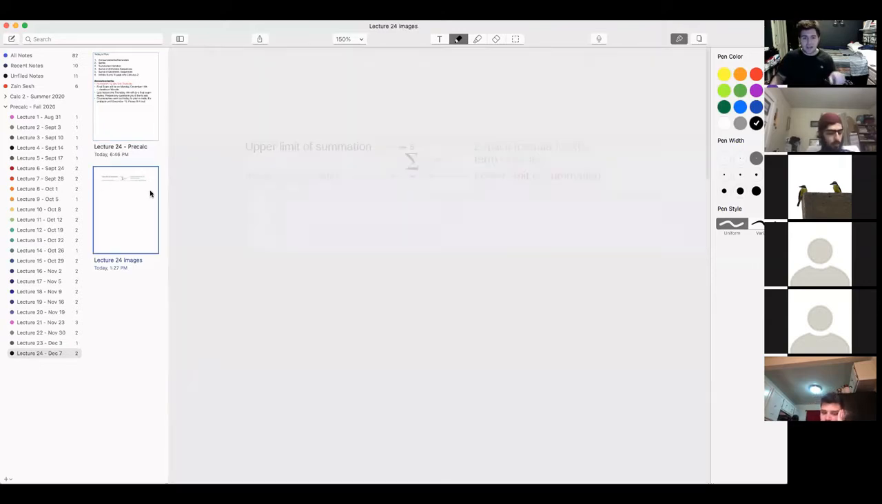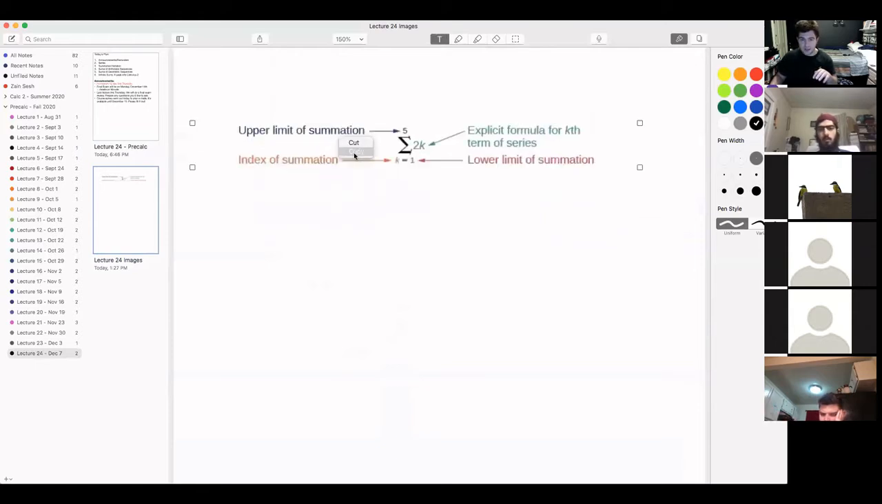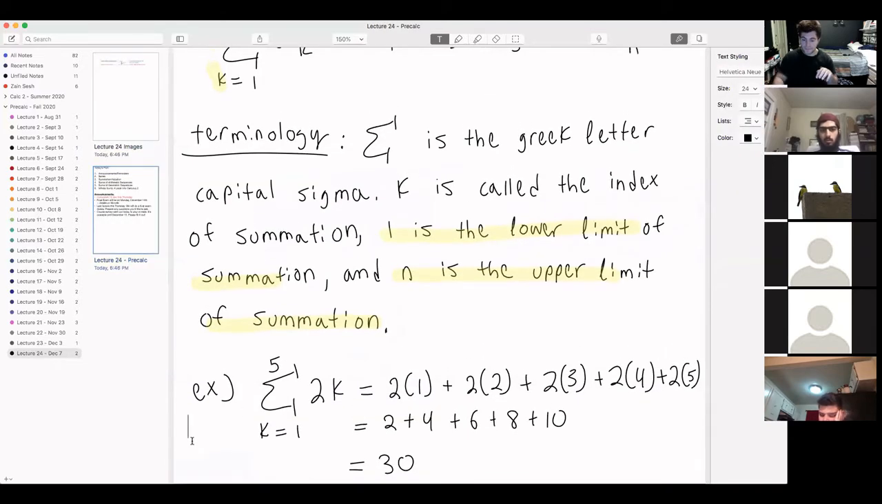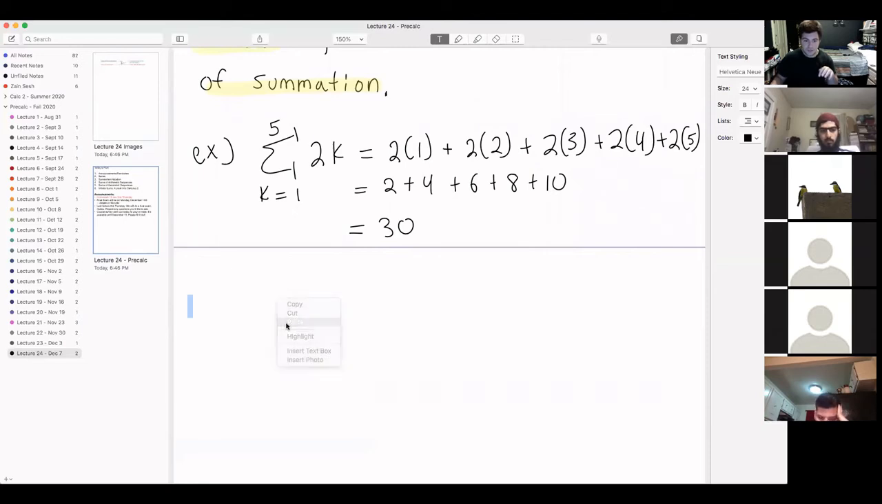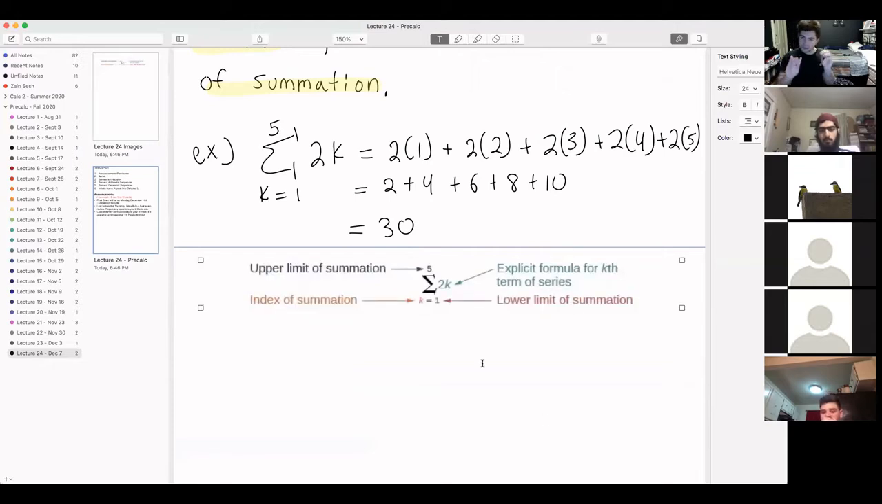All right, so now I just have an image which summarizes everything that we did so far. Let's take a look at this quickly. Basically it's everything I wrote, but in one image. So k is the index of summation, 1 is the lower limit, 5 is the upper limit, and the expression that appears next to sigma is the explicit formula for the kth term. And again, this means you're adding up the sequence when you plug in the numbers from 1 to 5 into k.